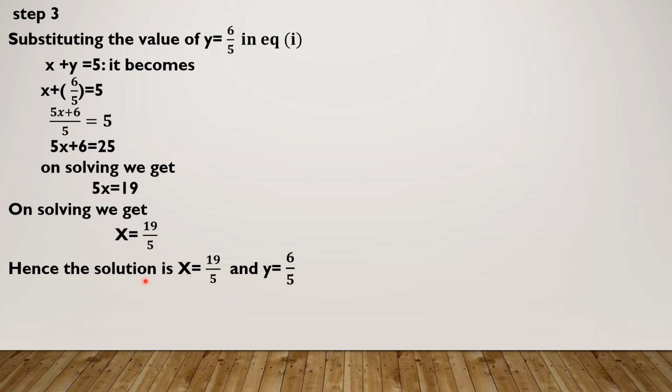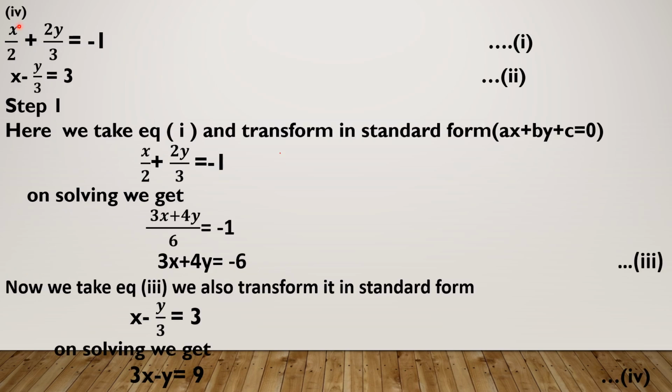Hence finally the solution of the given pair of linear equations is x equals 19/5 and y equals 6/5. So let us do the fourth part of question number 1 of exercise 3.4.